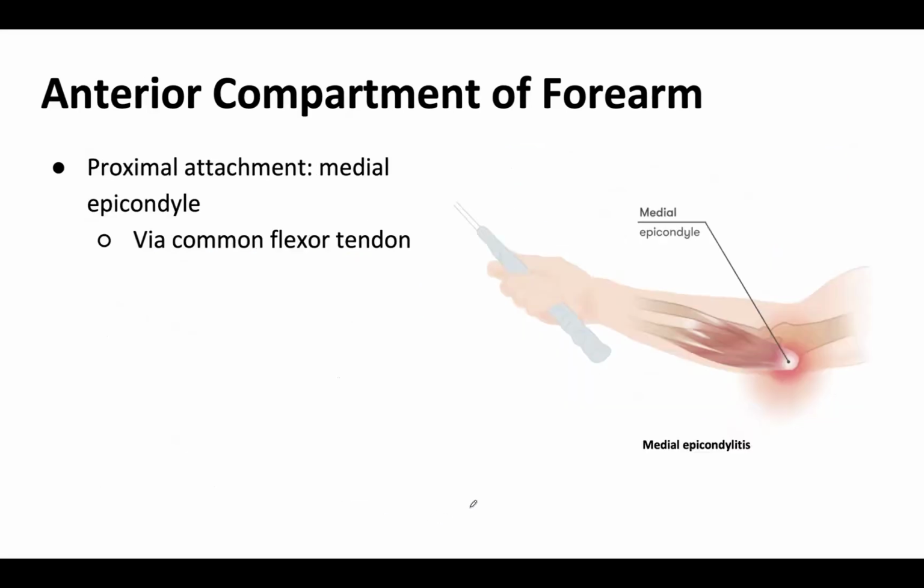Many of the muscles in the anterior compartment of the forearm, particularly the more superficial muscles, have a shared proximal attachment through a common tendon called the common flexor tendon. And that will be the medial epicondyle of the humerus. And in this illustration on the right, it is showing that the tendon or the periosteum of the medial epicondyle can get inflamed or overused and cause something called medial epicondylitis, also often called golfer's elbow.